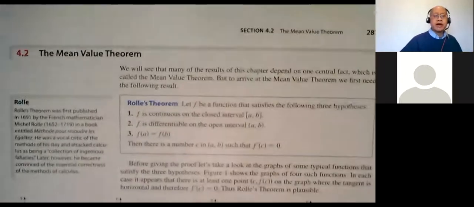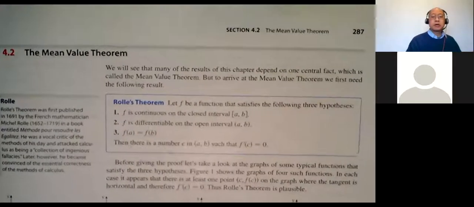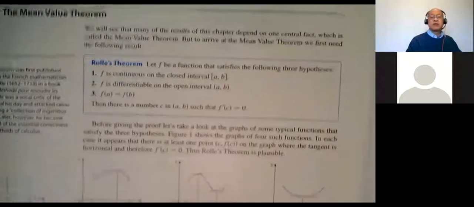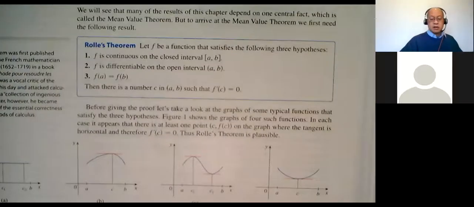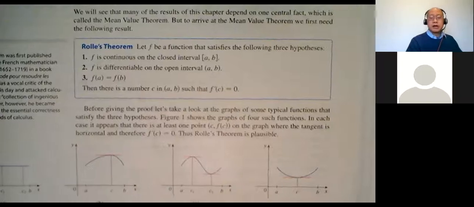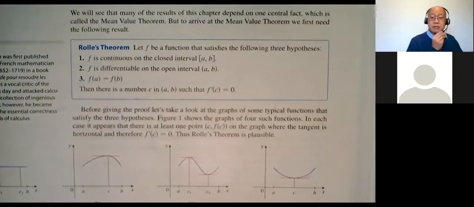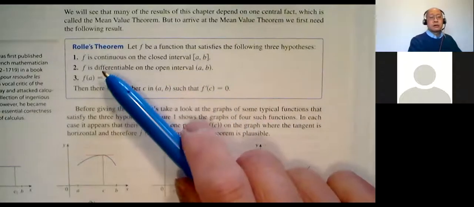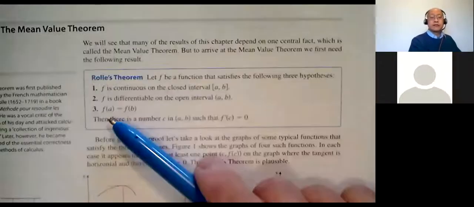Before we do the mean value theorem, we have to start with something called Rolle's theorem on page 287. Rolle's theorem. Okay, so here it is. You can put this on your cheat sheet or not. Again, if we were meeting face to face, I'd make you memorize it. All right, so Rolle's theorem, page 287.